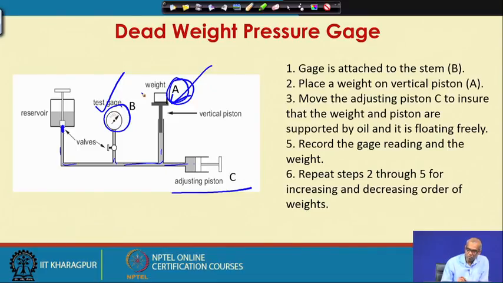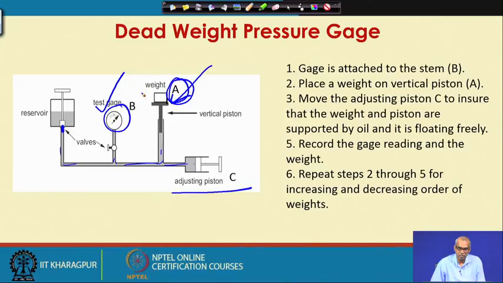So, now you select another weight and place it on the vertical piston and see the gauge reading. So, repeat these steps in the increasing order of weights and then you can also have observations on decreasing order of weights.